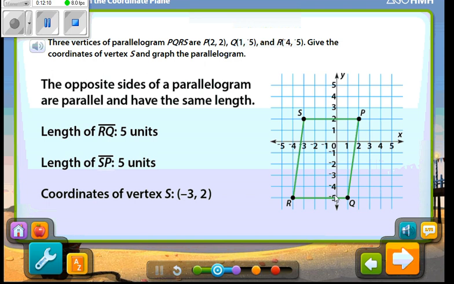Okay, remember to find the coordinates, you need to start at the origin and go over to the left 3, so -3 because you went to the left on the x-axis, and up 2 to get to the coordinate (-3, 2), which is S.